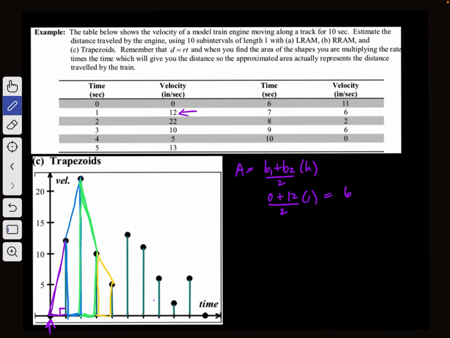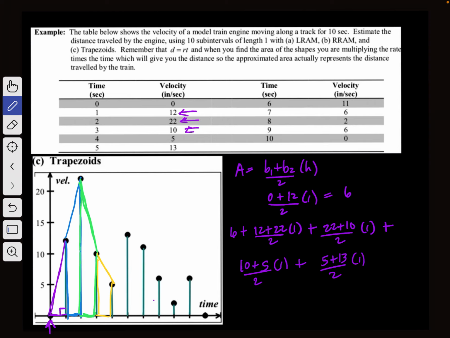Okay, and I can just string all of these sums together. So it's going to be 6 plus, and then the next one, base 1 is 12, base 2 is 22 divided by 2 times the height of 1, plus the next one, 22 plus 10 divided by 2 times height, plus the next one, 10 plus 5 divided by 2 times the height, plus 5 plus 13 divided by 2 times the height. And we just keep going. I'll let you finish this. Check your work. I do get 175 halves inches traveled.